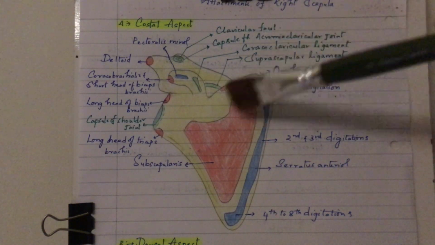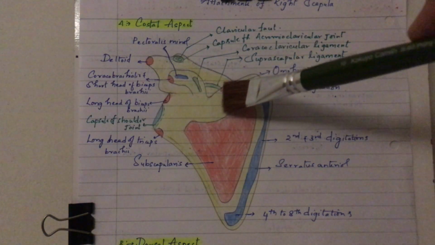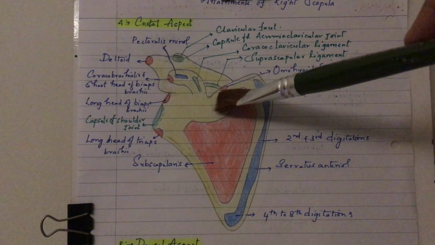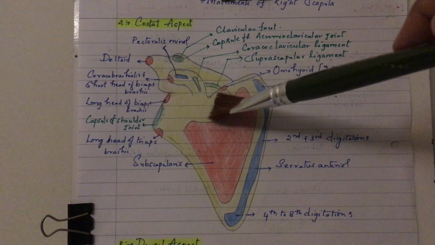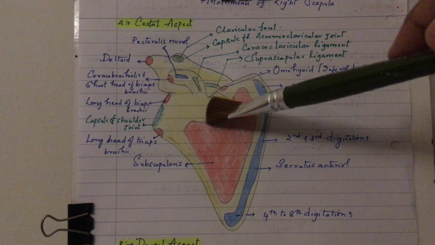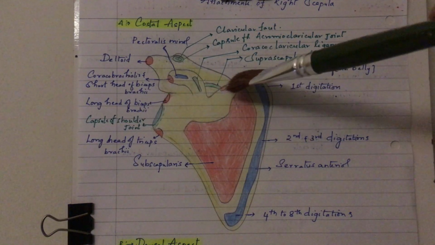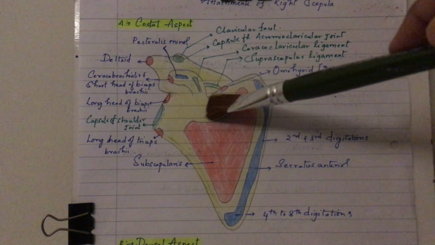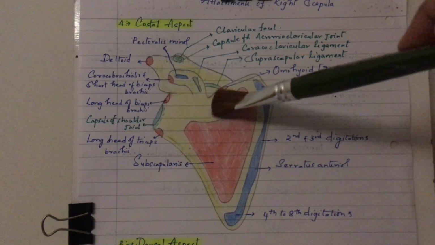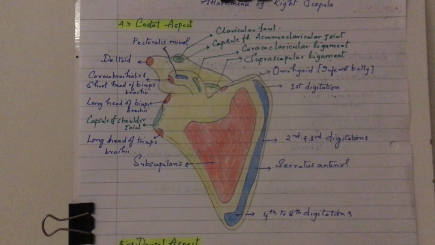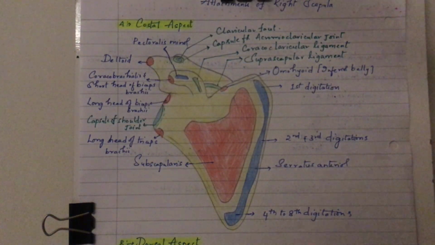the inferior belly of omohyoid muscle. The inferior belly of omohyoid muscle arises near the superior border, near the suprascapular notch. Near the suprascapular notch, we have this inferior belly of the omohyoid muscle.